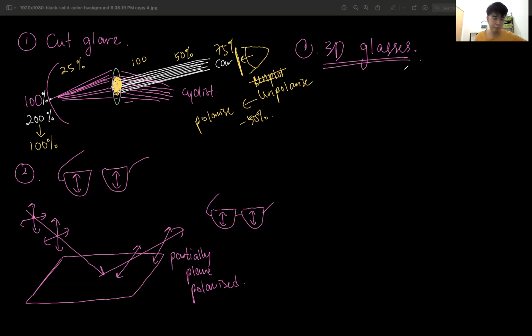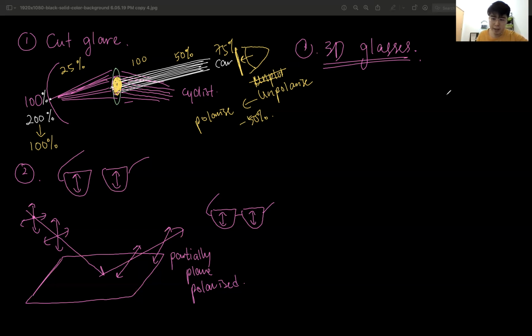Polarization. How does it work? Now the 3D thing is a very long technique. But just to cut the long story short, how do we see 3D? By the way, you need two eyes.